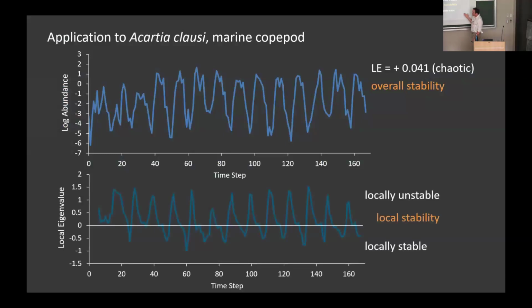But we can also calculate the local stability, which I think is more interesting here. And just like in the simulated data, the local stability here shows periods of instability and periods of stability. It looks remarkably like what we saw in the simulated series, right? Of course, this is just one data set, so a very reasonable question is how widespread is this sort of time varying local stability?